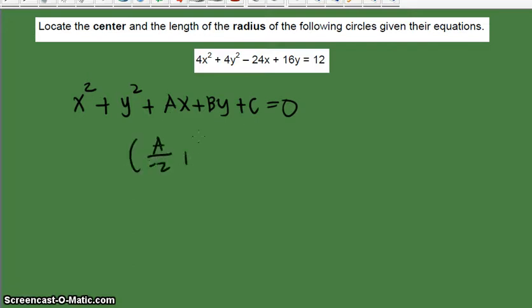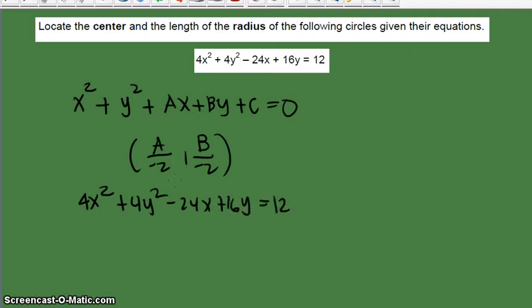So take note that our formula in finding the center of a circle in this form is a over negative 2 and b over negative 2. But this will apply only if the coefficient of x squared and y squared are both equal to 1. Now, as you can see, the coefficient of x squared and y squared is 4. So you cannot use the formula a over negative 2 and b over negative 2 directly. So what we can do, if we have 4x squared plus 4y squared minus 24x plus 16y equals 12, I should find a way to change it into this form.